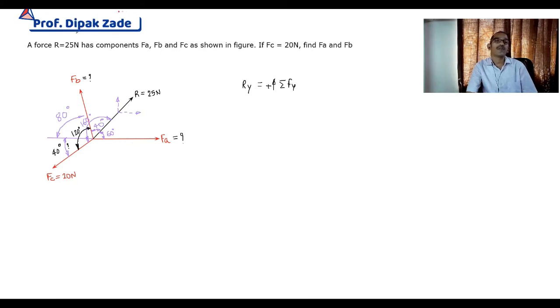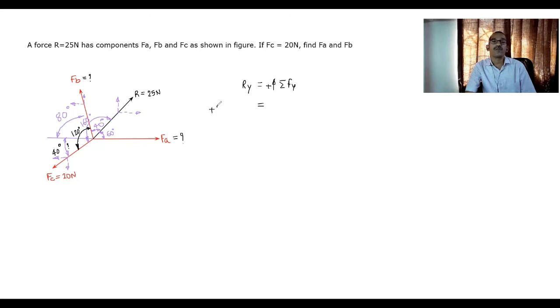Now we represent the direction of the components. Resolving Fb, the horizontal component will be in the leftward direction and the vertical component upward. Resolving Fc, its horizontal component is leftward and its vertical component downward. So in our equation Ry equal to summation of Fy, assuming upward force is positive, what will we substitute on the left hand side? The component of the resultant along the y-axis, which is upward.